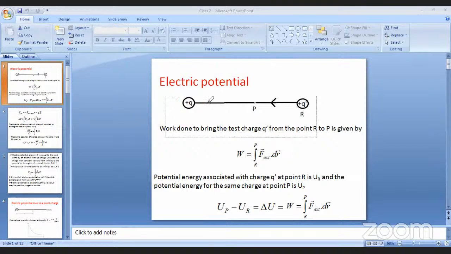So now I am asking you a question. Is it easy to move this test charge in the field of this source charge? Is it easy to bring another charge in the field of this source charge? Is it an easy task? Anyone can answer. You can unmute yourself and you can talk during the session. So this is my question. Is it easy to move another charge in the field of this source charge? Is it easy? No, sir.